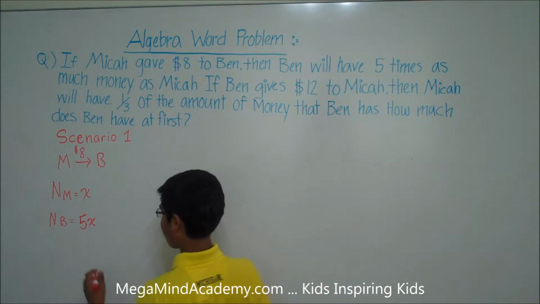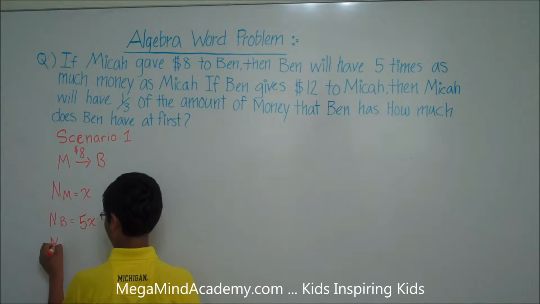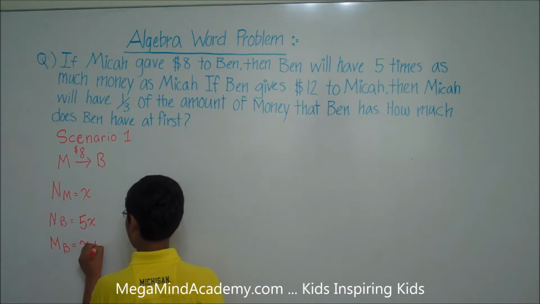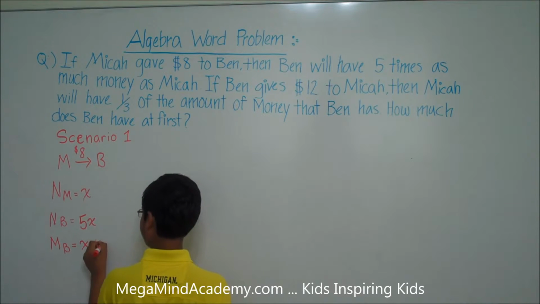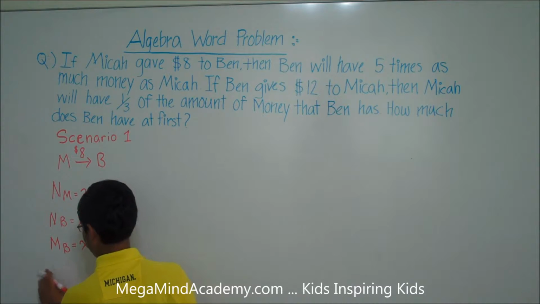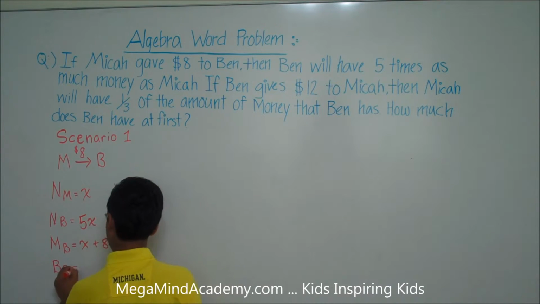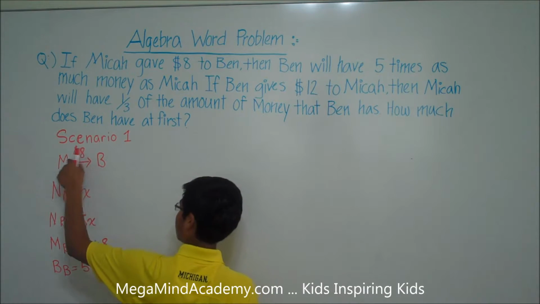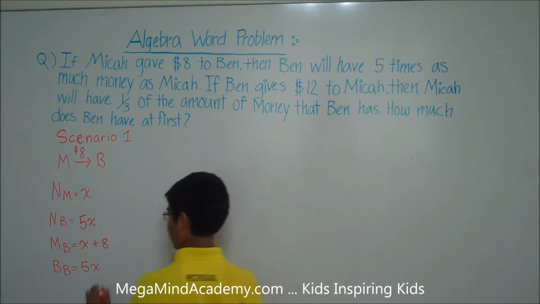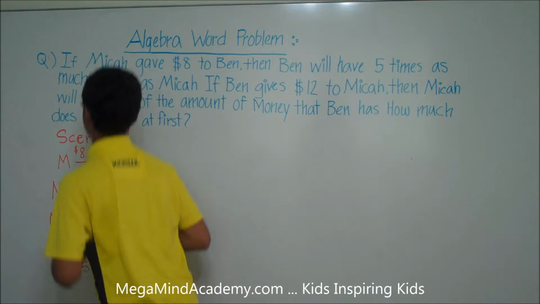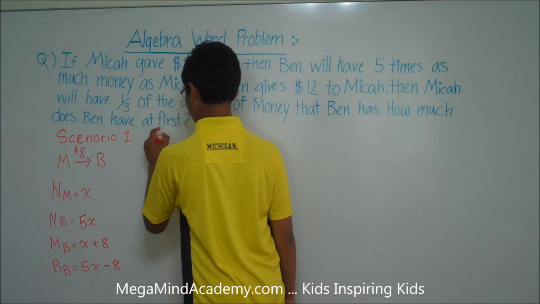So Micah before, M for Micah, B for before, would be equal to X plus the $8 he gave Ben, and Ben before, B for Ben, B for before, would be 5X minus the $8 he got from Micah, minus $8.